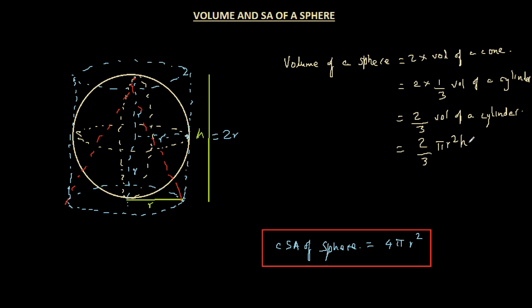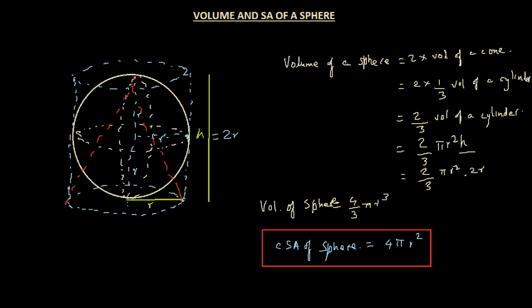So again, substituting h for 2r, we can rewrite this as 2/3 pi r squared times 2r. And if we simplify this further, 2 times 2 is 4, so it becomes 4/3 of pi, and r squared times r becomes r cubed. So we can say that the volume of a sphere is 4/3 pi r cubed. Well, so there you go. We have figured out what the volume and surface area of a sphere is.